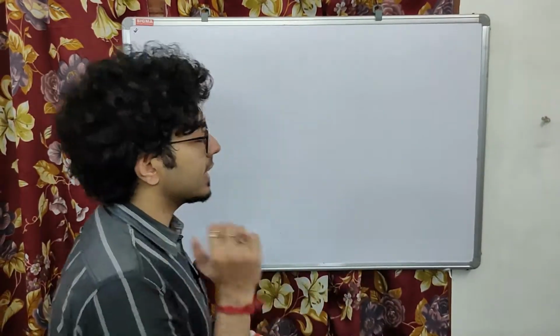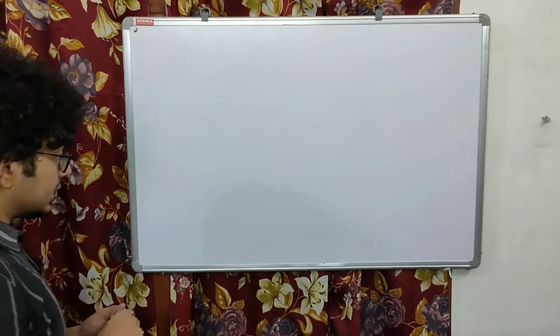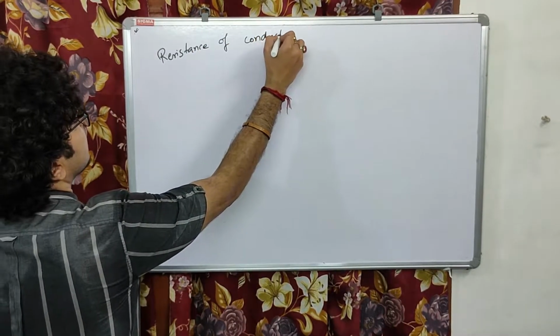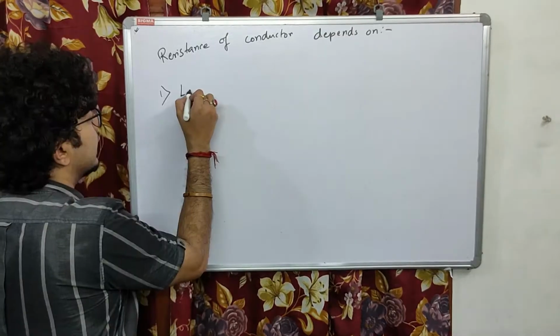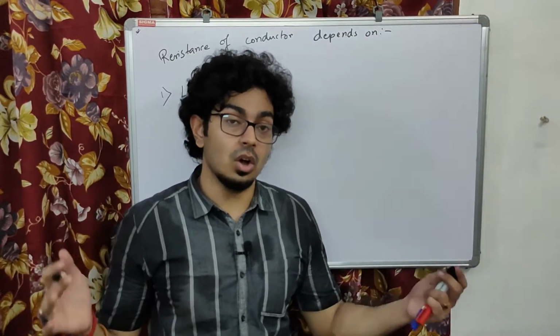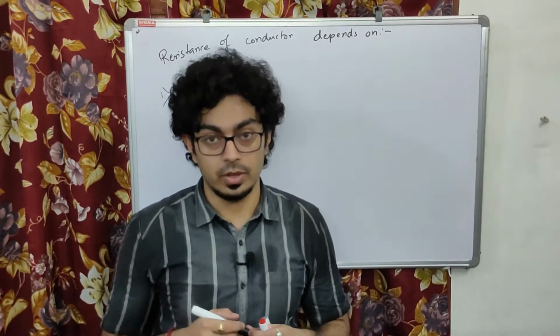What is it? It is resistivity. So come, let us understand this part. The resistance of the conductor depends on the length of the conductor. If the length is very long, then the resistance offered is also very high.